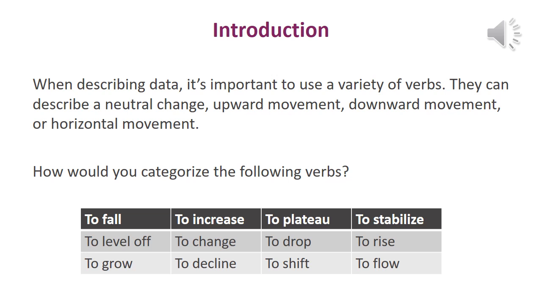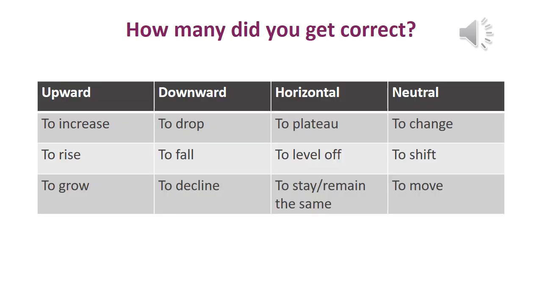How would you categorize the following verbs? How many did you get correct? The verbs to describe upward movement are to increase, to rise, to grow. The verbs to describe downward movement are to drop, to fall, and to decline.